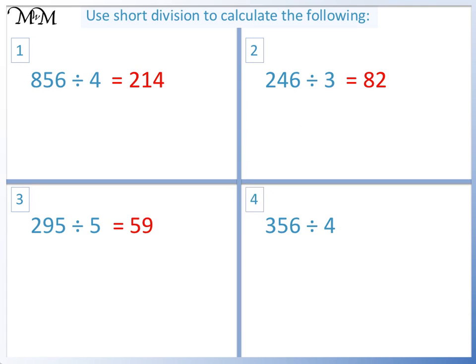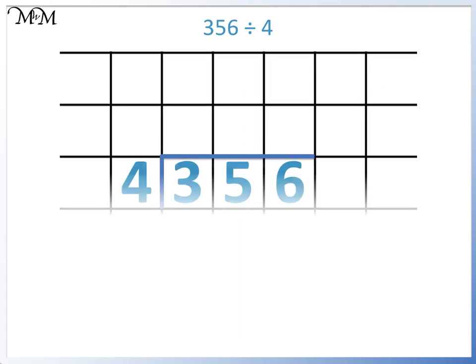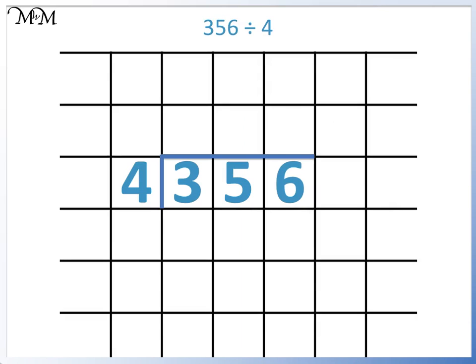Question 4. 356 divided by 4. We start with 3 divided by 4. 4 does not divide into 3, so we write a 0 here. 0 times 4 equals 0, with 3 left over. We write this remainder next to the 5. Next we have 35 divided by 4. Using the 4 times table, 4 goes into 35 8 times, because 4 times 8 equals 32.